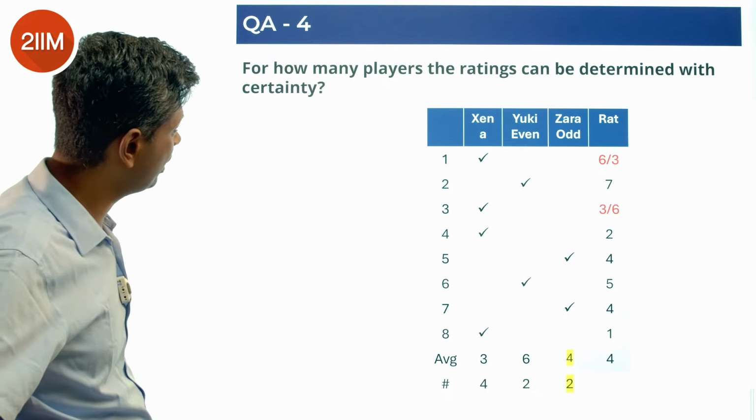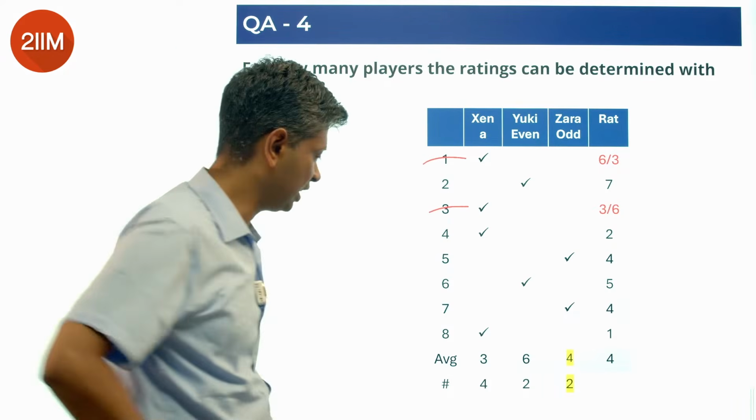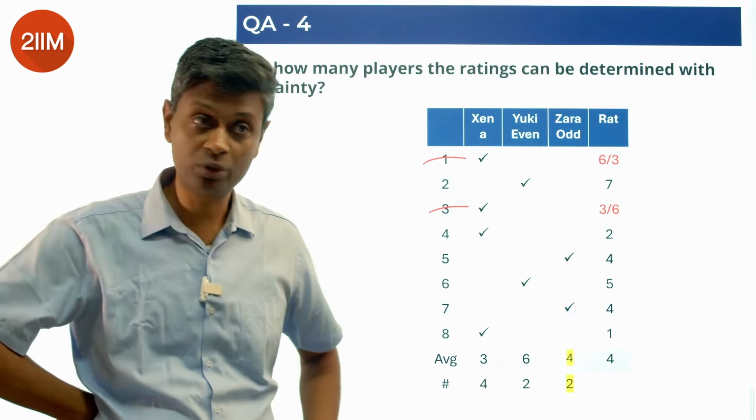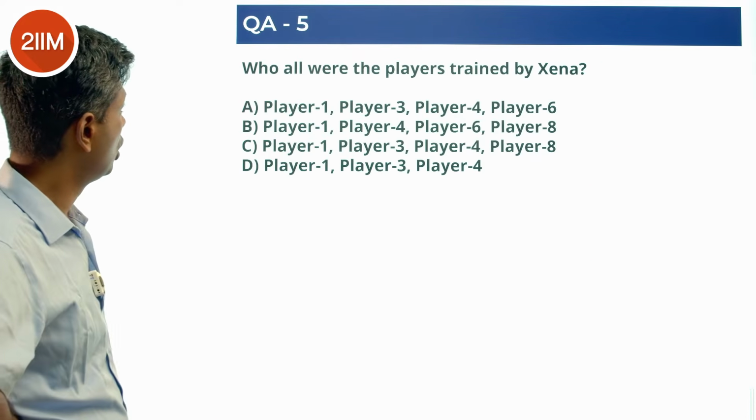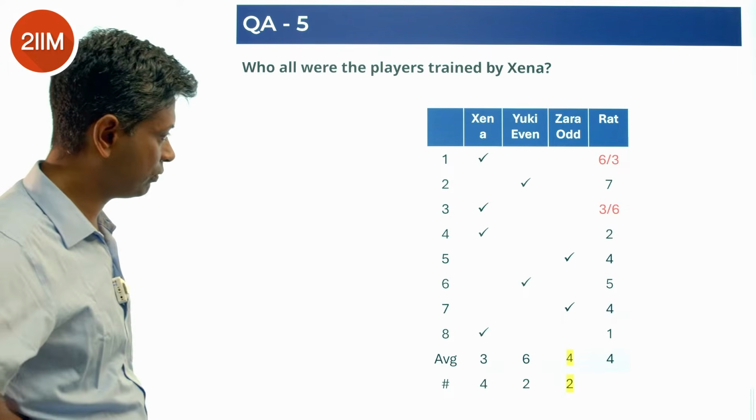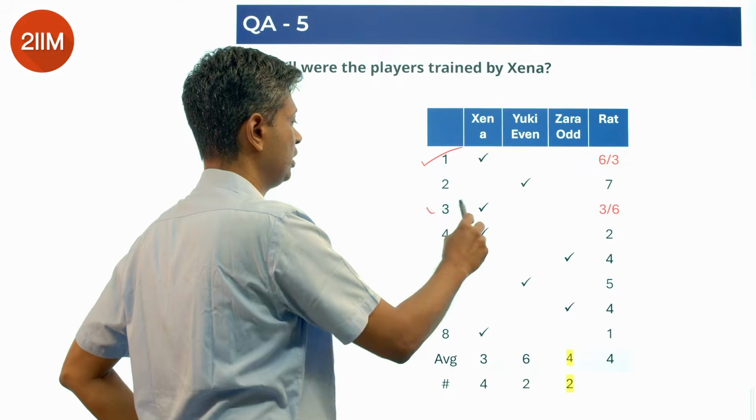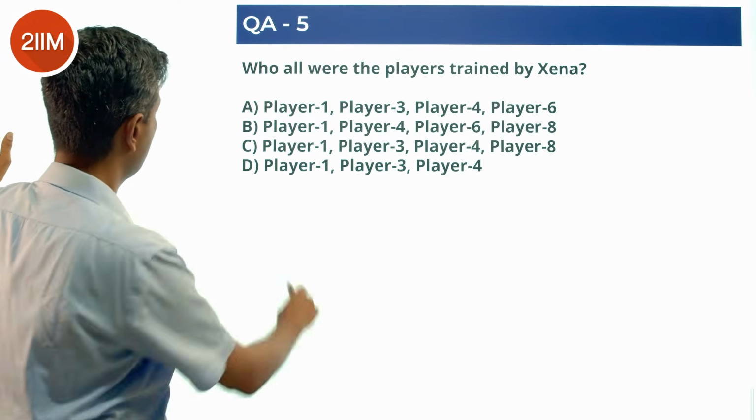For how many players can the rating be determined with certainty? Except 1 and 3, everything else: of 8 players, 6 of them we can know with certainty. Who were all the players trained by Zena? 4 players, not 5 and 7: 1, 3, 4, 8.